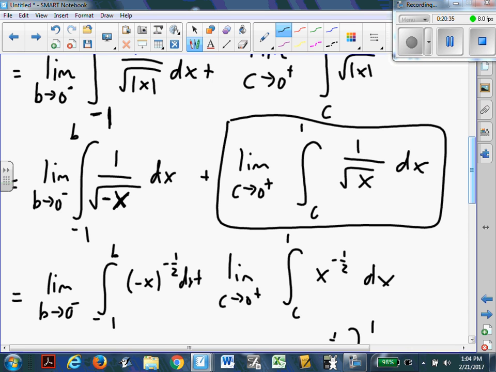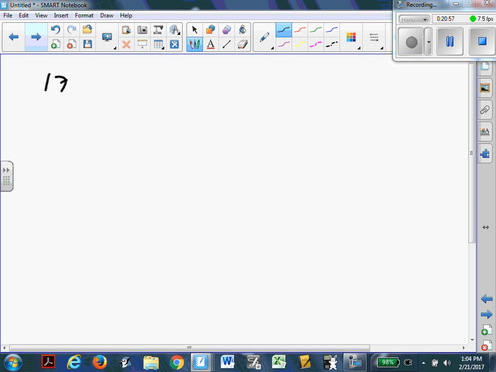Problem 12 is very similar, except you're dealing with 1 over x squared. Problem 13 is going to wind up converging. Problem 14 should also converge. You should be using a U substitution. If there are any others of these that you want me to go over in particular, we'll do 17, just because it's a little different and it involves trig.